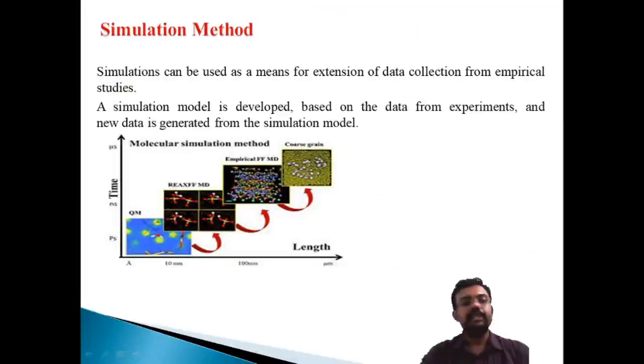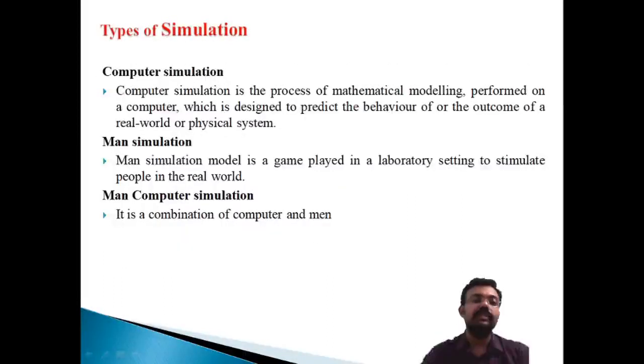And simulation. Simulation means constructing the model. Your results are validated through the model. So creating this sort of model is known as the simulation method. And these are the types of simulation: computer simulation, man simulation, and man and computer simulation. Okay, these are the three important methods of primary data. The first one is observation, the second one is experimentation, and the third one is simulation.